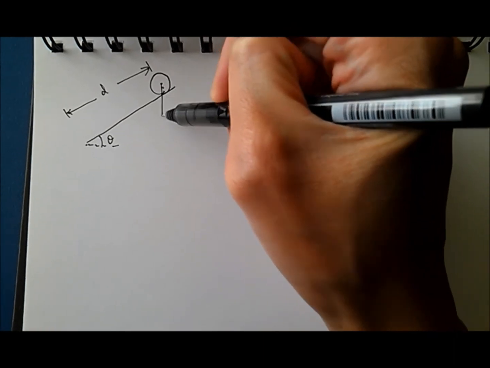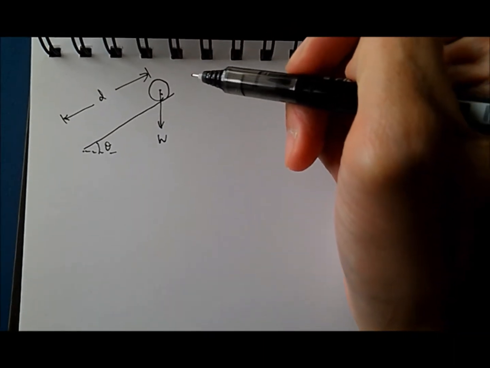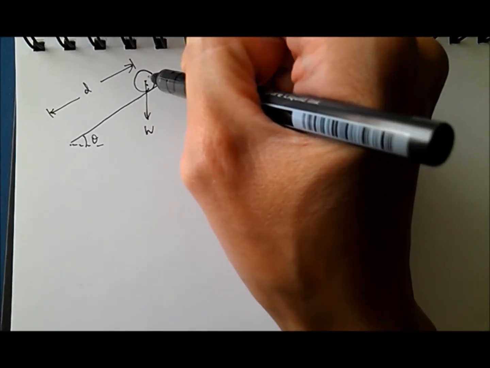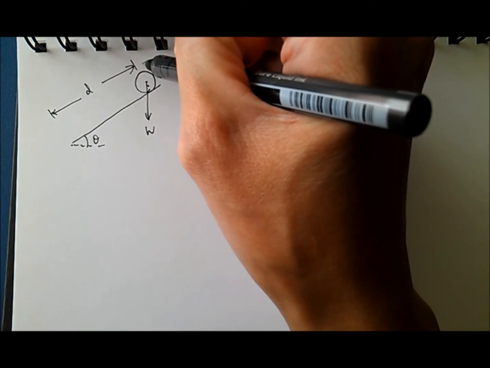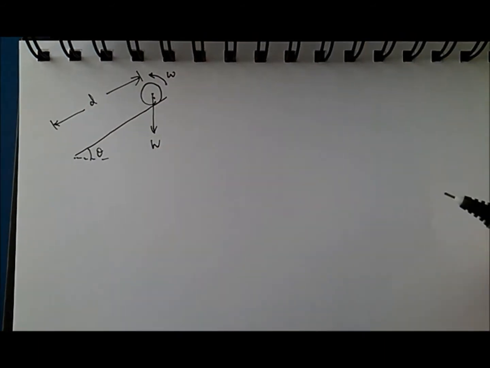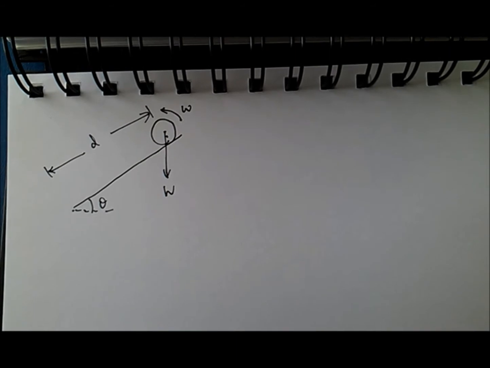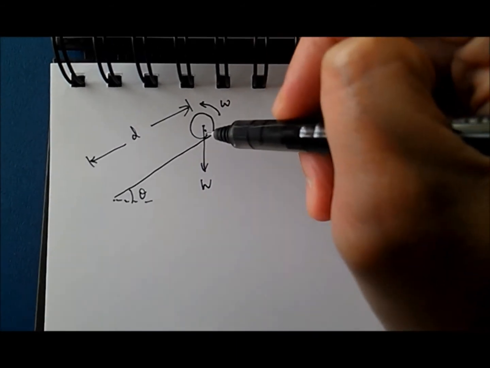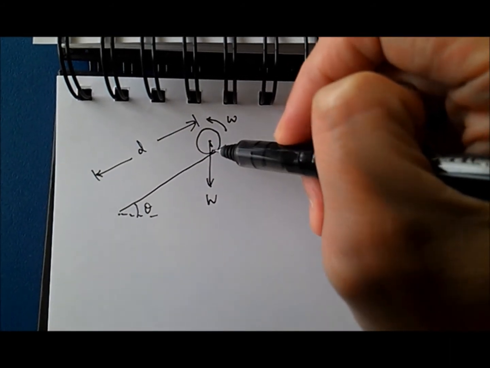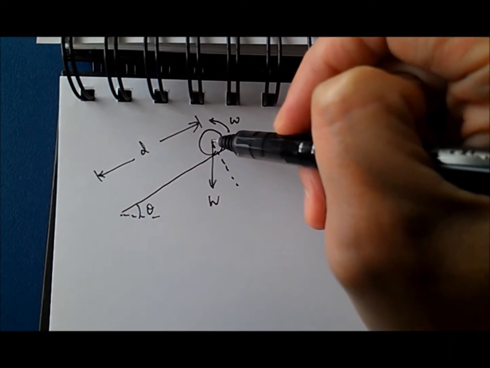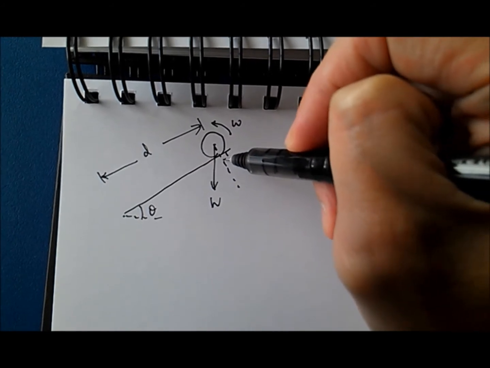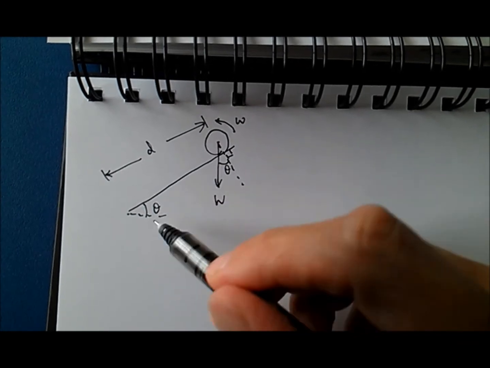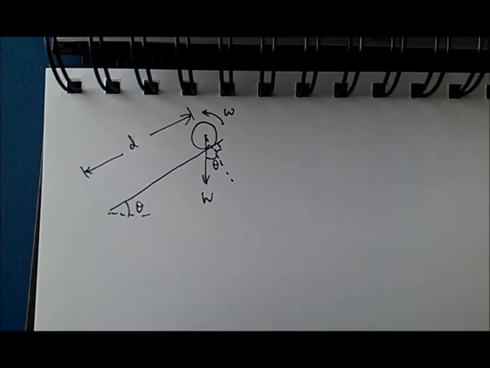The weight of the ball acts through its center of gravity, center of mass, and we say that the ball is rolling with an angular speed of omega. Okay. If you look closely using elementary geometry, you will see that if this dotted line is the normal to the slope, then this angle will also be theta, the same angle as the slope's incline.